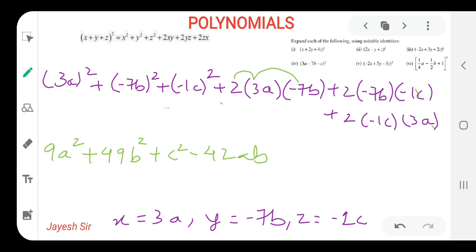Now 2 7s are 14, minus 14. Into minus 2 into minus 7, it is minus 14 into minus 1, that means plus 14bc. Similarly, here 2 into minus 1 would be minus 2 into 3, that means minus 6ac. I hope you all might be getting it, friends. And in this way we have solved our fourth sum also.